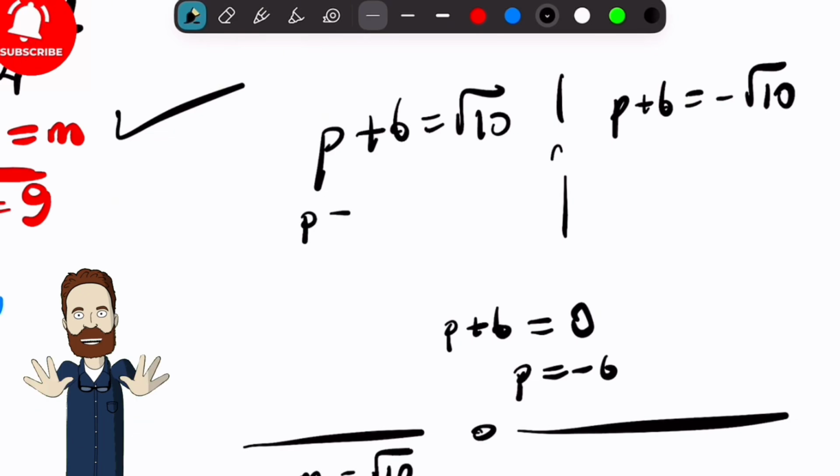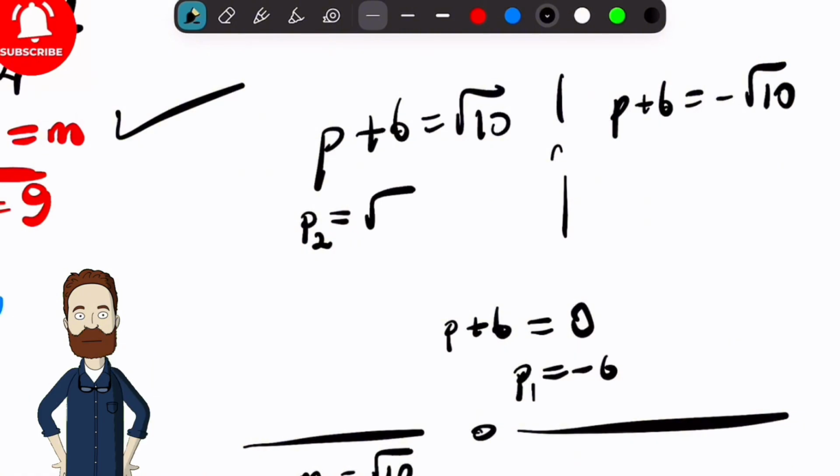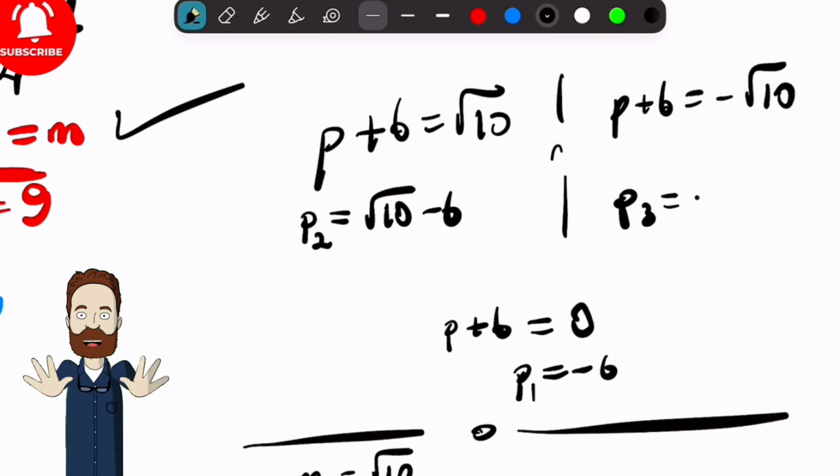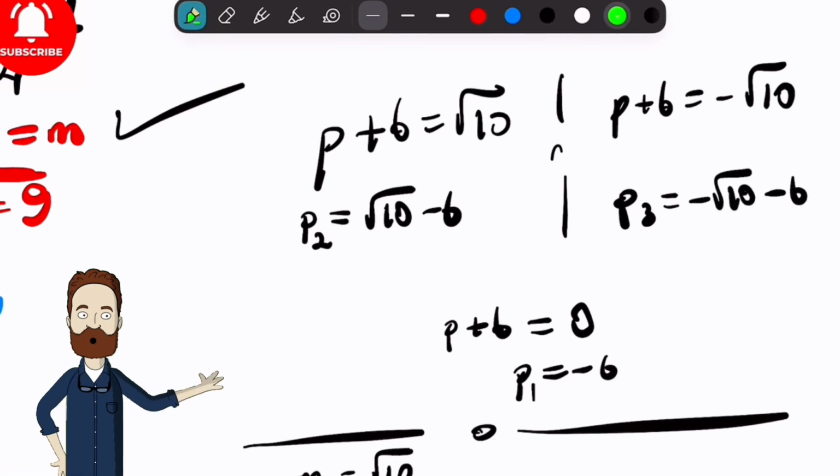Let's call this value p1: p1 is minus 6. p2 is the square root of 10 minus 6. And p3, our last answer, is minus the square root of 10, minus 6. So these are my solutions.